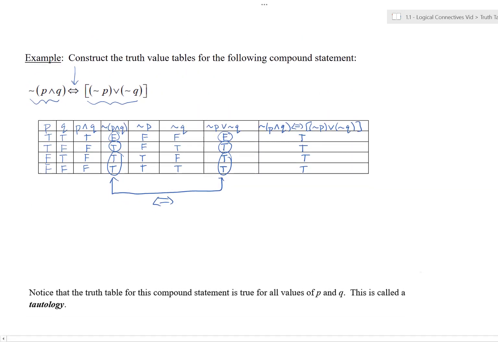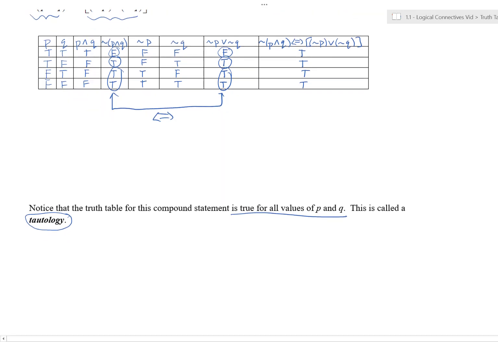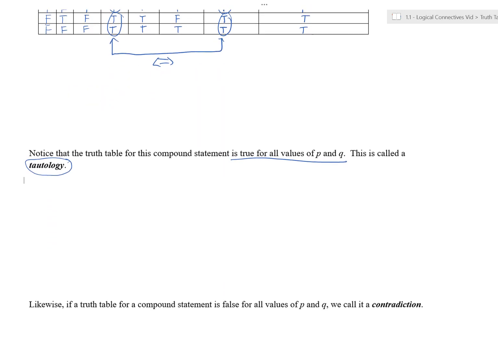When you have this situation where it's always true for all values of P and Q, we call that, if I could circle, a tautology. Tautology. However, if you ever encounter a situation in which statements are always false, we call that a contradiction. It can happen.